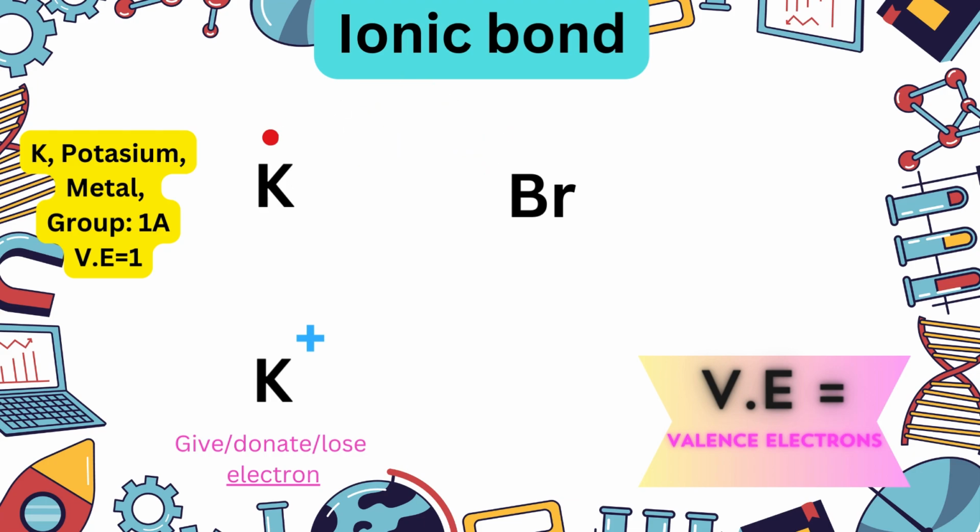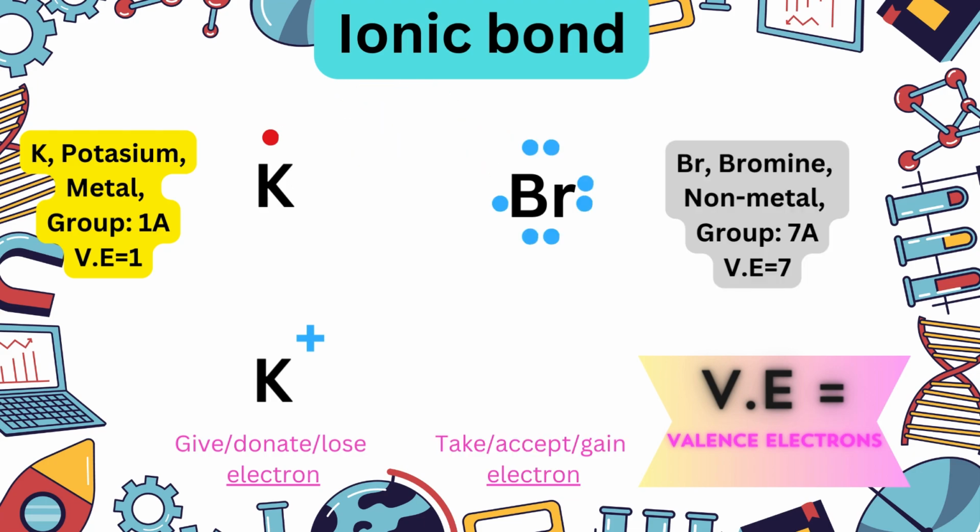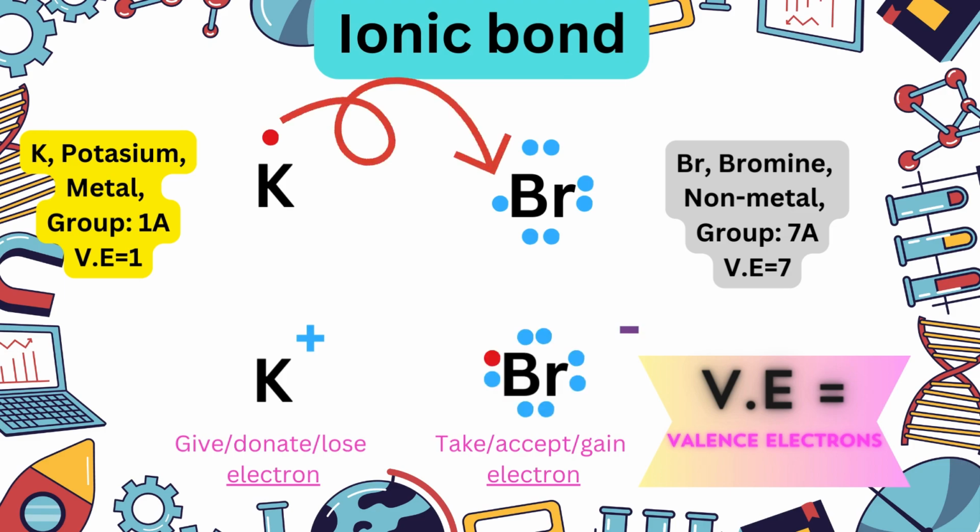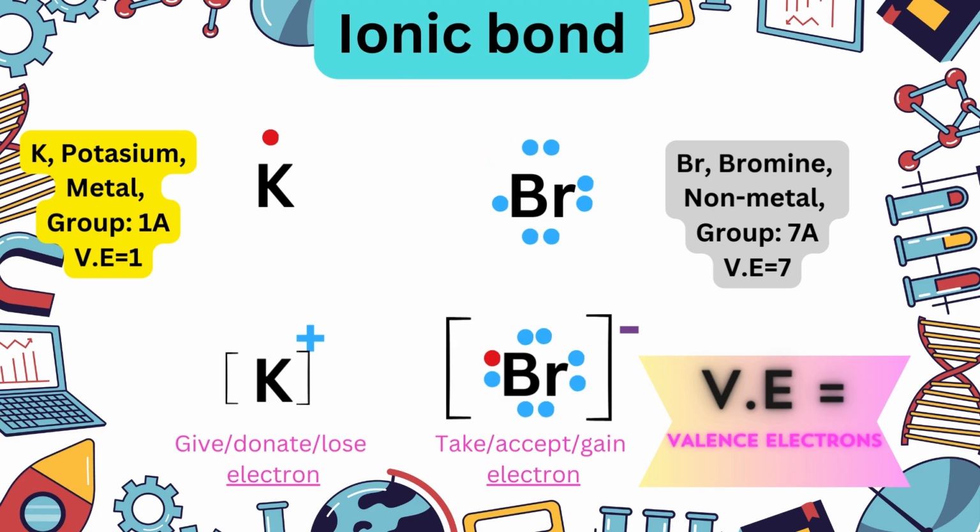It already has 7 valence electrons. After accepting one more electron from potassium, bromine will become 8 and the charge will be -1 as it has taken only one electron. We write the anion and cation in square brackets with their charges as superscript for ionic compounds.